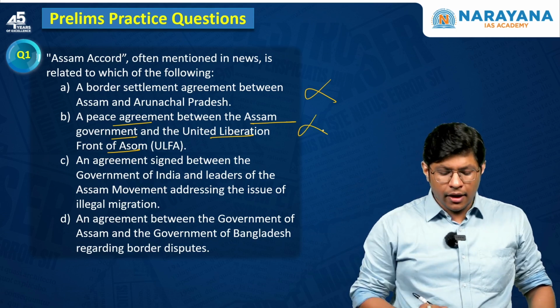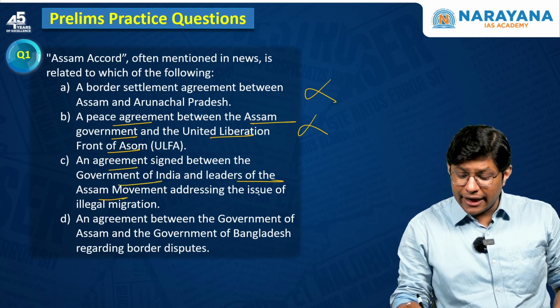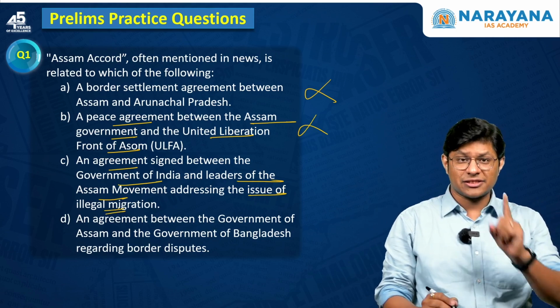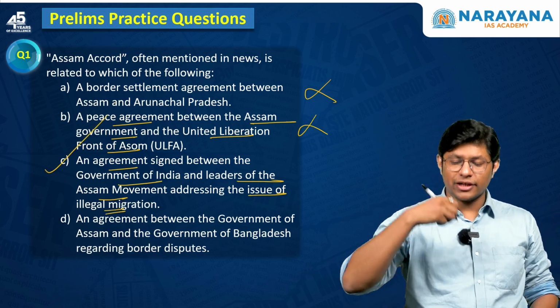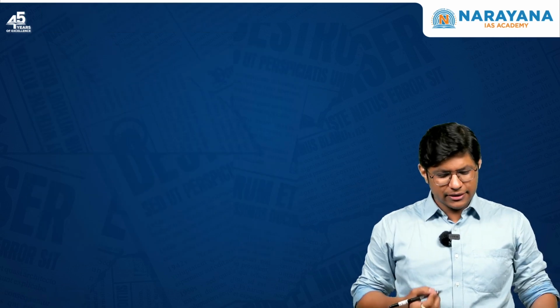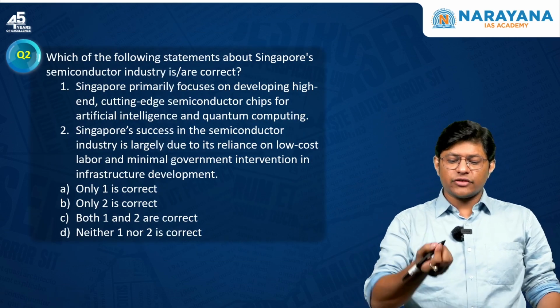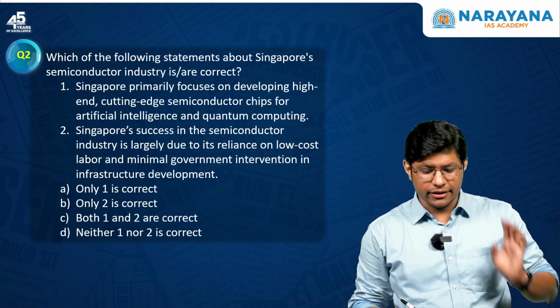Wrong. An agreement signed between Government of India and leaders of Assam movement addressing the issue of illegal migration. This is what we discussed, right? So it has to be C. I don't have to read even the next option, right? So option is C.